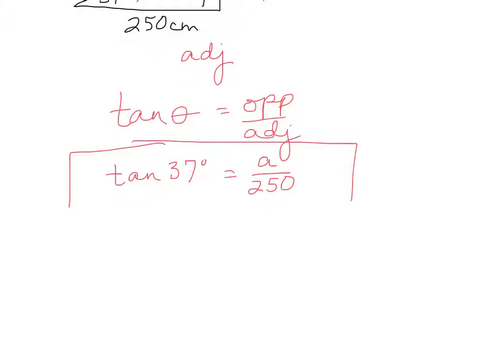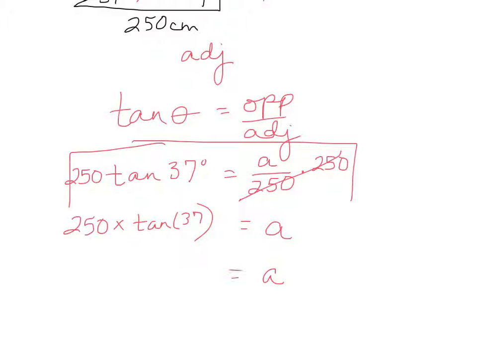I want A by itself. Right now I'm dividing by 250. I have to multiply both sides by 250. That will get A all by itself, which is what I want. So now in your calculators, you have 250 times tangent of 37. And we're going to round to the nearest whole number. So that third side is about 188 centimeters.